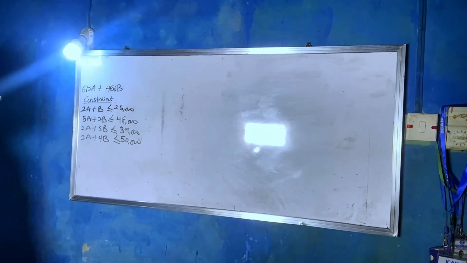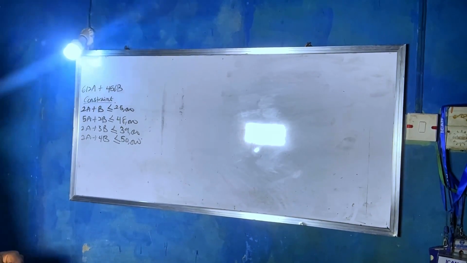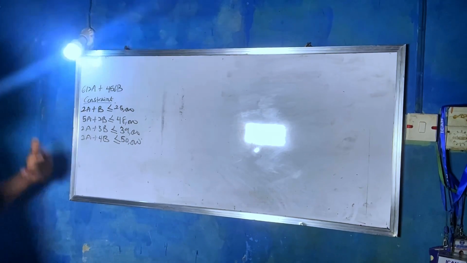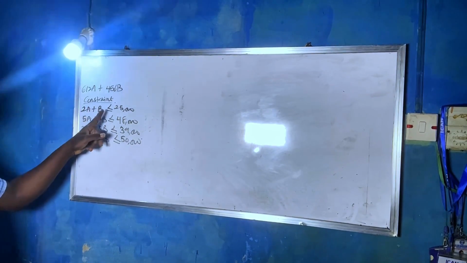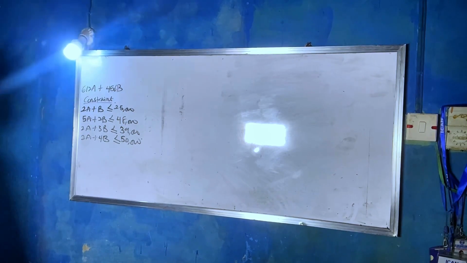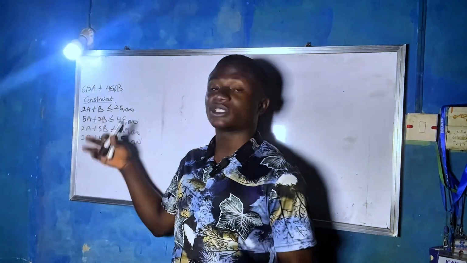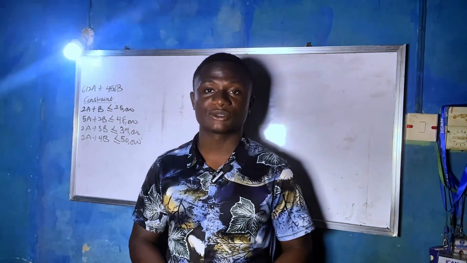Coming back, we have our objective function and our constraint functions. Our objective function is 612A plus 456B. Our constraints: 2A plus B is less than or equal to 25,000. 5A plus 2B is less than or equal to 48,000. 2A plus 3B is less than or equal to 39,000. And 2A plus 4B is less than or equal to 50,000. So we've gotten our objective function and our constraint functions, which is the first aspect of what the question asks us to do.